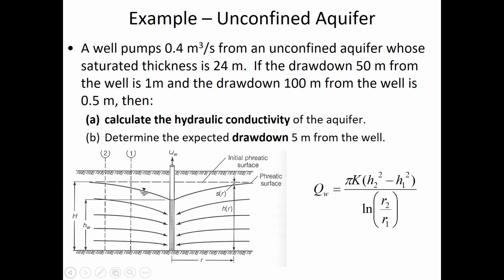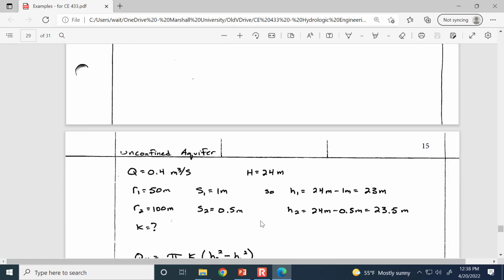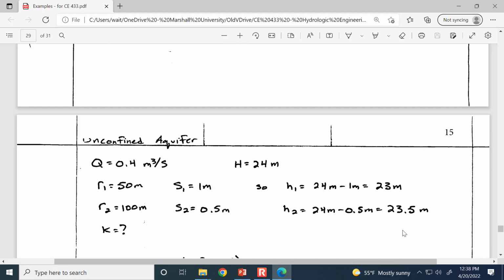All right, so let me pause for a moment, give you some time to calculate the hydraulic conductivity of this aquifer. Let me just break in for a moment and show you the hydraulic conductivity calculations. Okay, so the first step is that we need to determine from the drawdown what is the height of the water surface at those two locations where we've measured the radius.